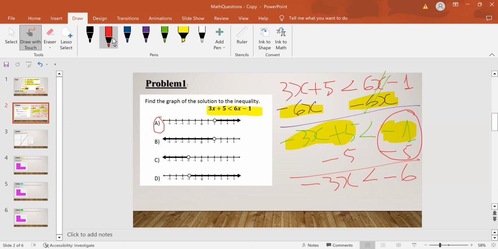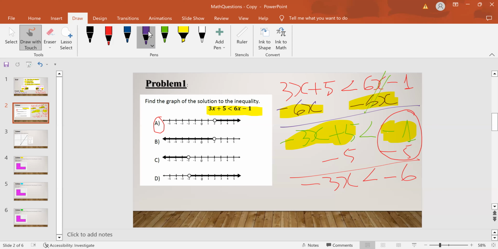It's like you owe $1 to your bank. After that, you owe $5 to your bank. In total, you owe your bank $6. So you have a negative 6, you owe. If you have it, it's going to be positive. So you have negative 3x is less than negative 6.